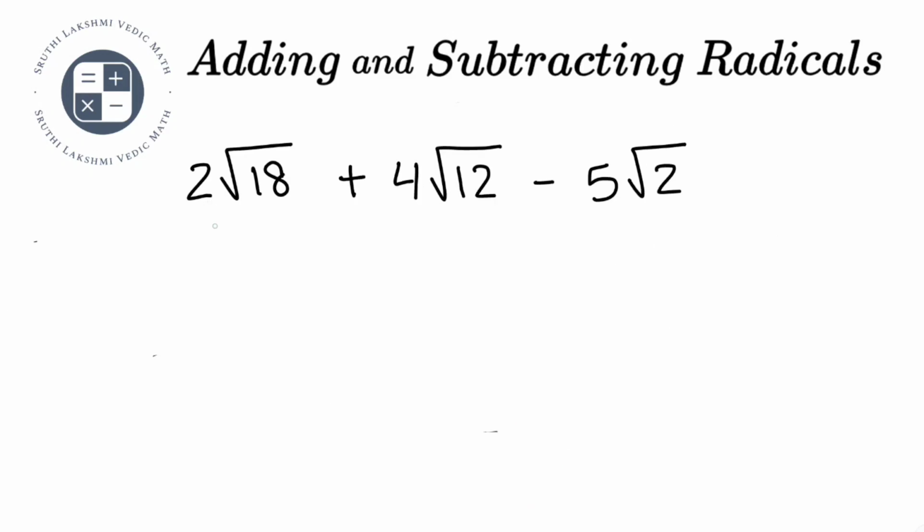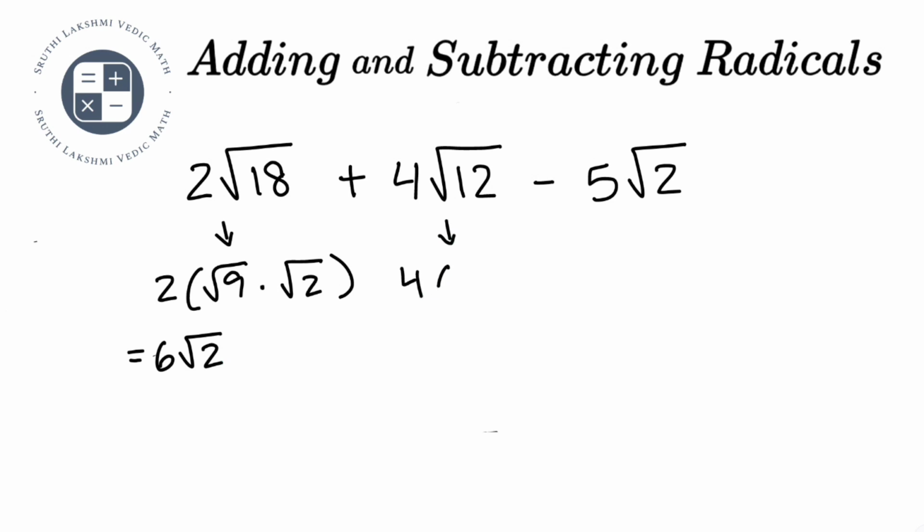Now, let's look at 2 root 18 plus 4 root 12 minus 5 root 2. Now, we can simplify 2 root 18. We can write this as 2 times root 9 times root 2. Root 9 can be simplified even further into 3, and 2 times 3 is 6, so 6 root 2. Now, 4 root 12 can also be simplified. We can write this as 4 times root 4 times root 3. Now, root 4 can be simplified even further into 2. 4 times 2 is 8, so 8 root 3.